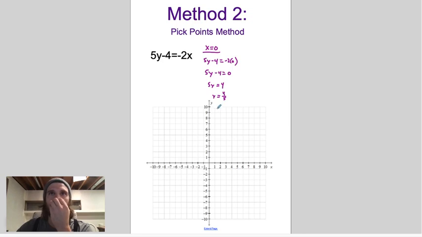Okay, so we just got the point 0, comma, 4/5 for our y-intercept. 0, comma, 4/5 is really close to 1. Okay, let's plug in y equals 0 this time. For y equals 0, we get 5 times 0 minus 4 equals -2x. 5 times 0 is 0, so we get -4 equals -2x. Divide both sides by -2, and you'll get x equals 2.